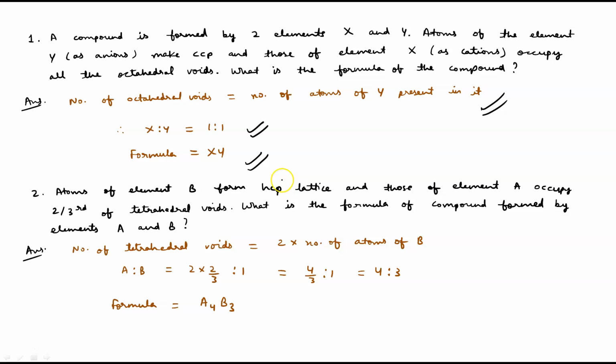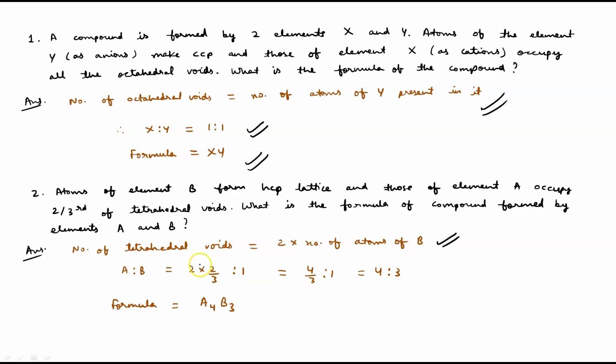The second question is: atoms of element B form an HCP lattice and those of element A occupy 2/3 of the tetrahedral voids. What is the formula of the compound formed by the elements A and B? So we have to find the formula. The number of tetrahedral voids is twice the number of atoms of B, and only 2/3 of these are occupied by atoms A.